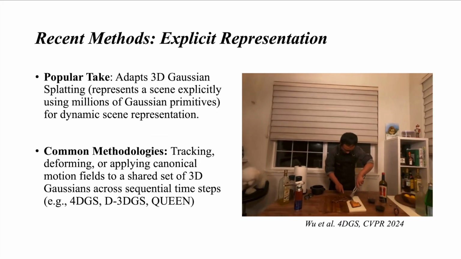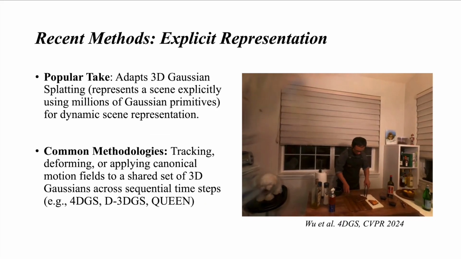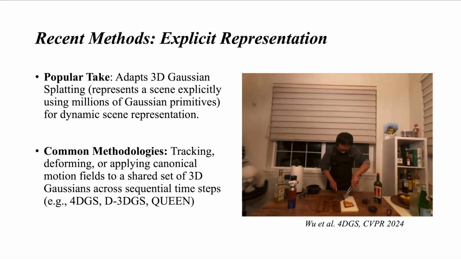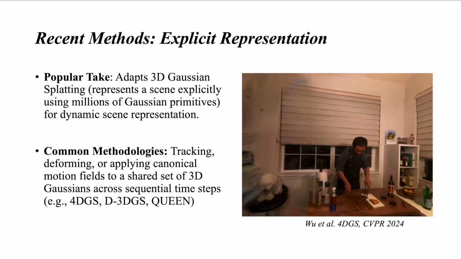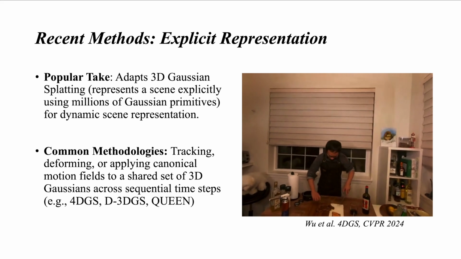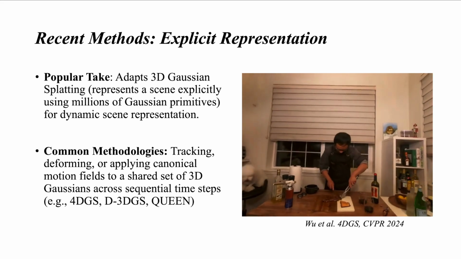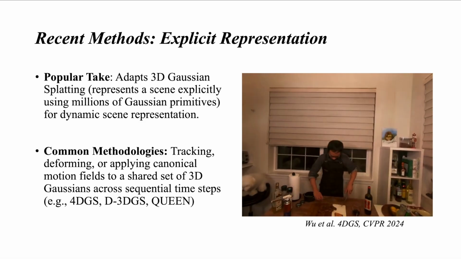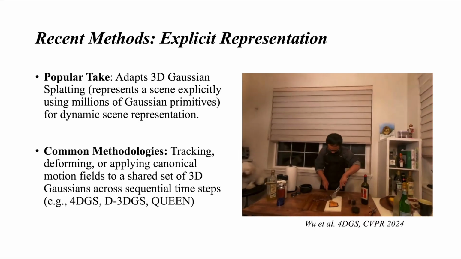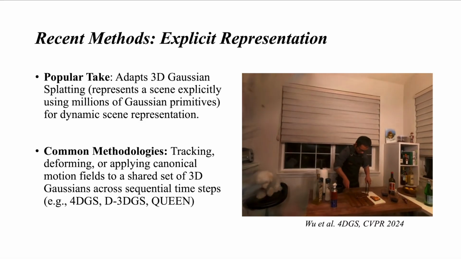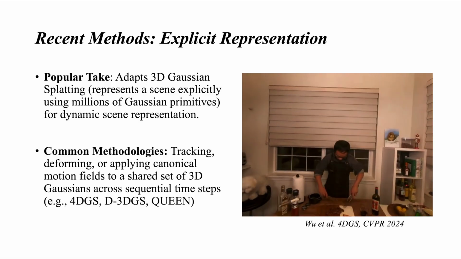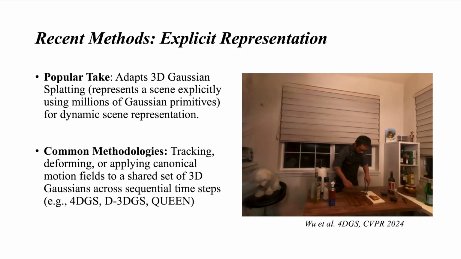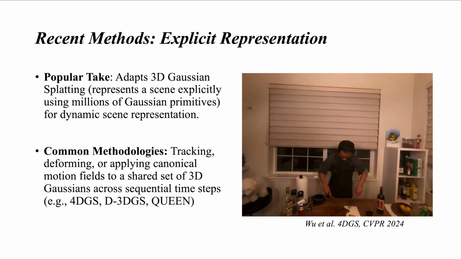A second major direction is based on explicit scene representations, especially 3D Gaussian splatting. Instead of representing the scene only through an implicit neural field, 3DGS represents the scene using a large collection of Gaussian primitives with position, opacity, covariance, and view-dependent color. Dynamic 3DGS methods usually extend this idea by tracking, deforming, or applying canonical motion fields to a shared set of Gaussians across time. Examples include 4DGS, Dynamic 3D Gaussians, and compression-oriented methods such as QUEEN.